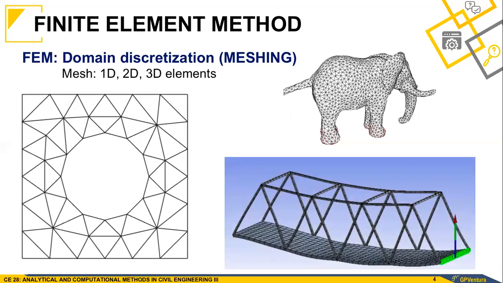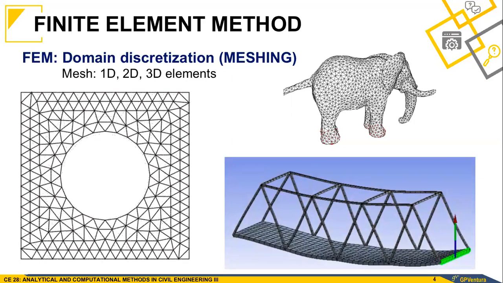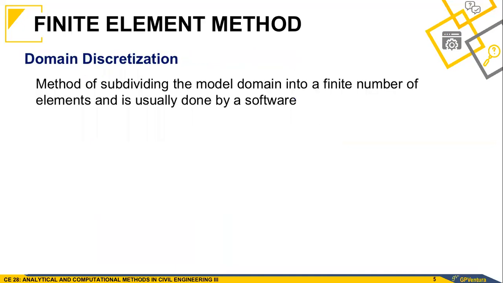And in the finite element method, it is important for us to be able to accurately decide the size of the meshes, because a finer mesh produces more accurate and more reliable results. Now, when we talk about domain discretization and FEM, it's important for us to be able to define several terms.